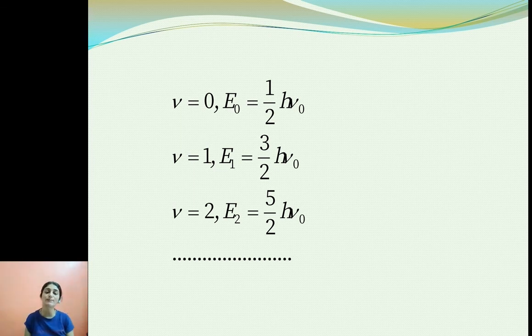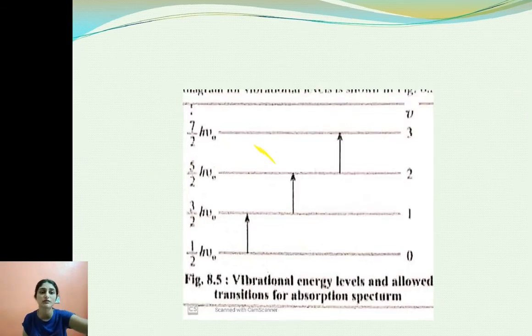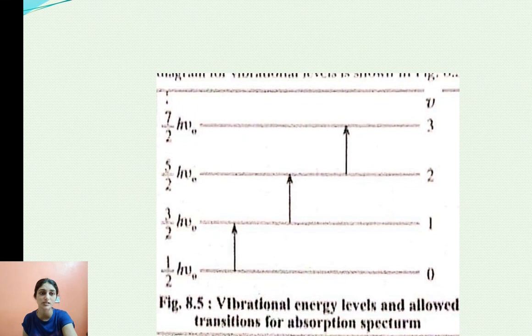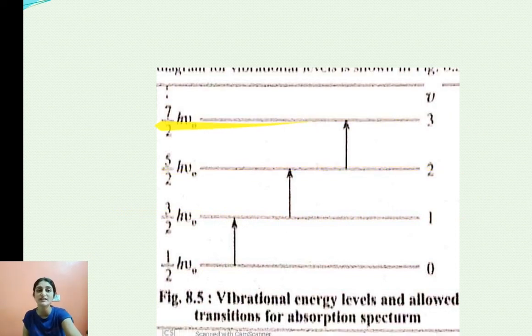And when we plot the graph of the vibrational quantum number against the energy, we get vibrational energy levels like this. So for nu equals 0, we have half h nu 0. For nu equals 1, we have 3 by 2 h nu 0. For nu equals 2, we have 5 by 2 h nu 0. For nu equals 3, we have 7 by 2 h nu 0.